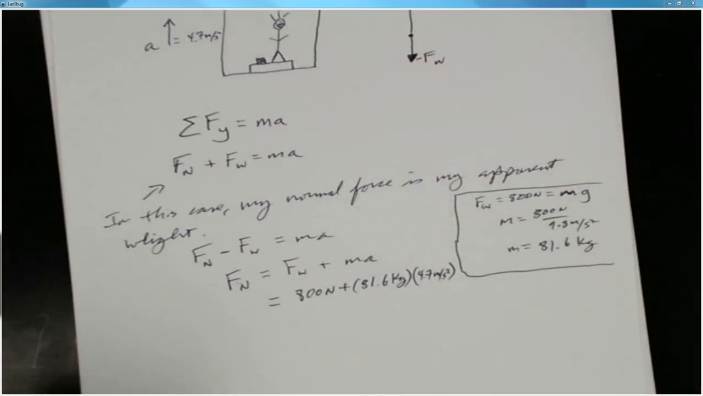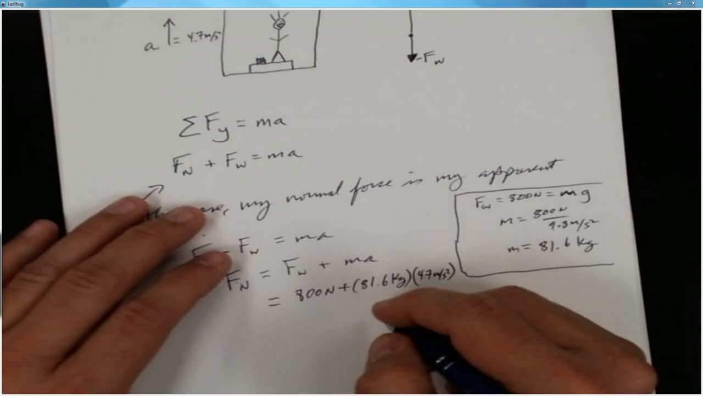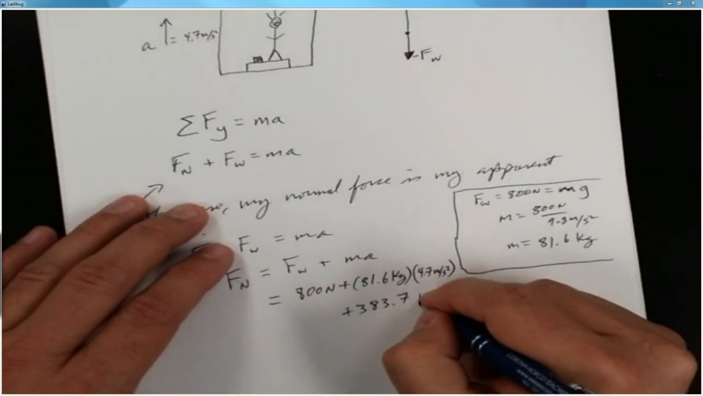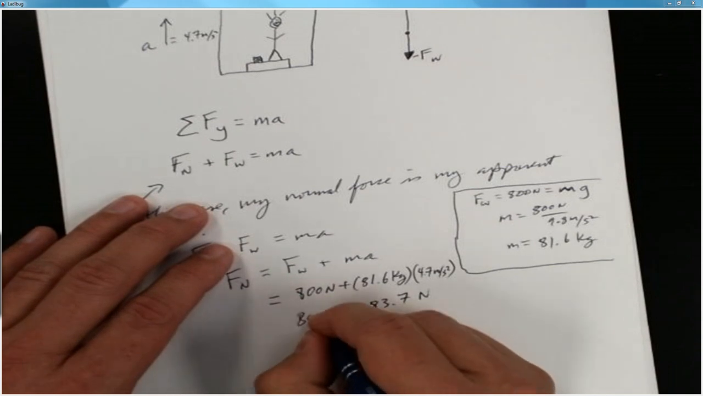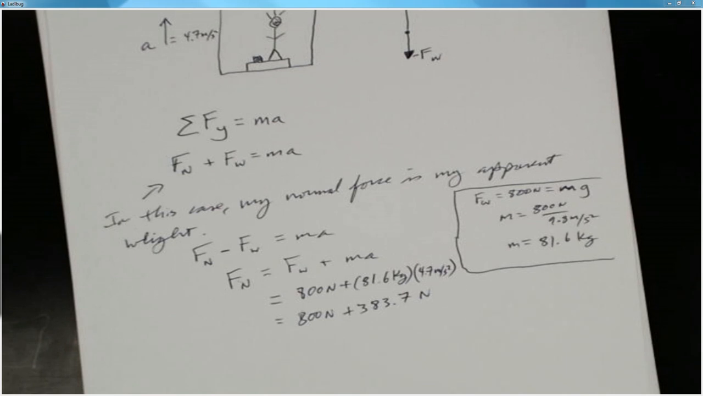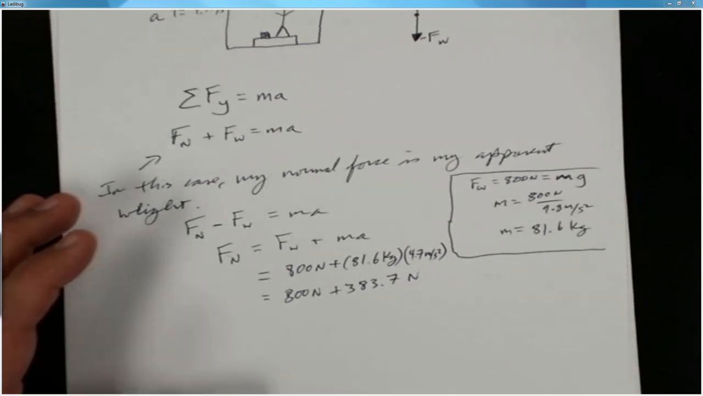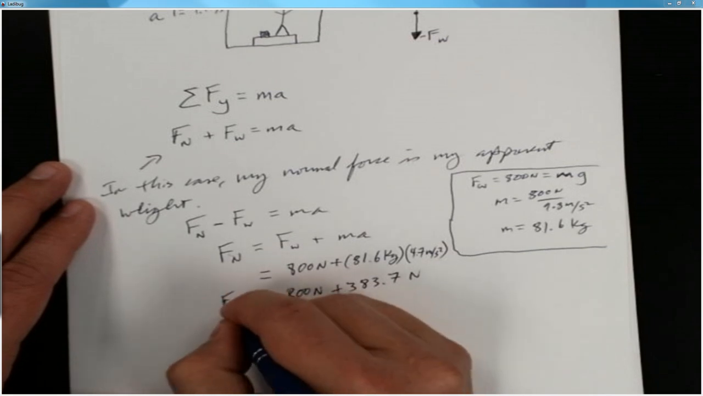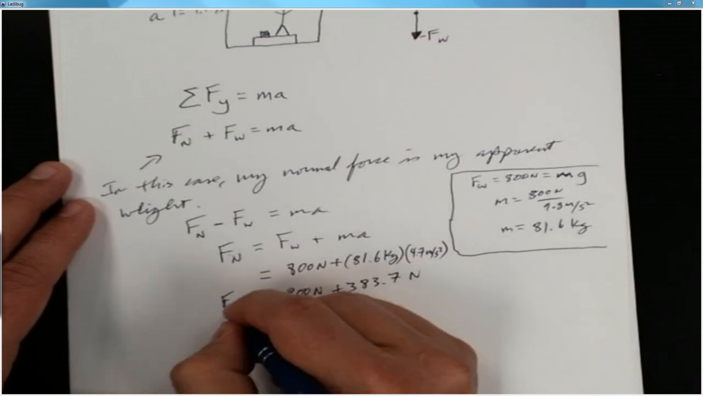I don't know what that is. 81.6 times 4.7, that's going to be 383.7 newtons. And then we already have the 800 newtons that the earth pulls down on him with, for reasons of gravity that we don't know anything about yet in this class, but we're going to learn soon because I keep promising you I'll teach it to you. So then this guy's weight apparent, except I said I would say a W, didn't I? It should be W-AP.